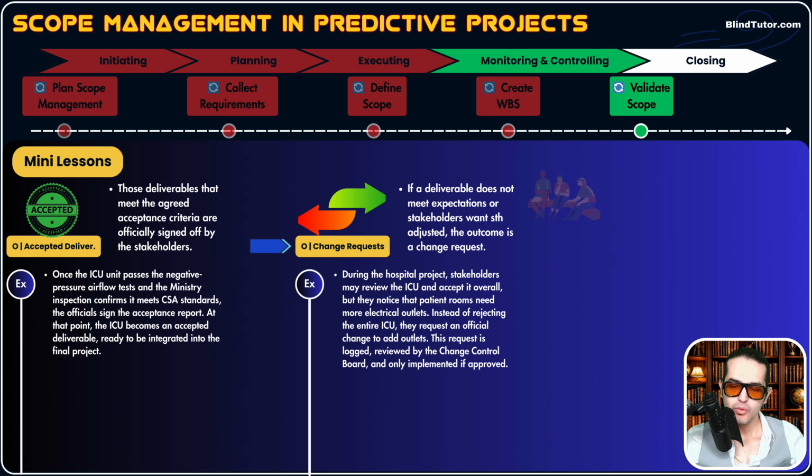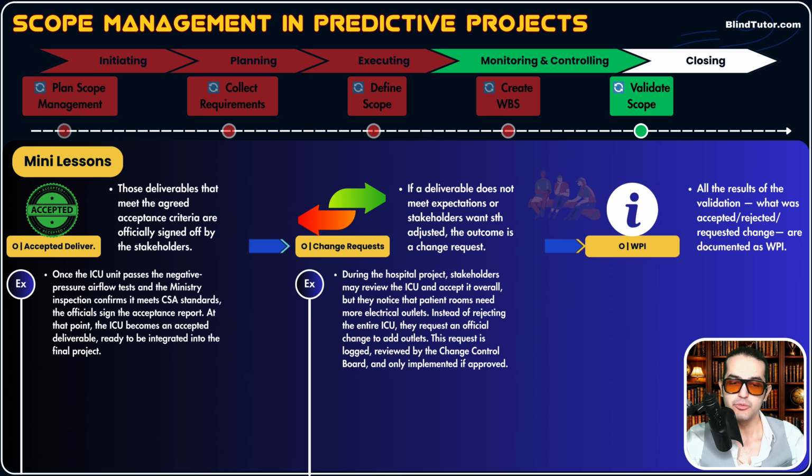And the last one is WPI, work performance information. We had WPD as one of the inputs. It was raw data we collect from the field, but WPI is output, work performance information. It's information about the work we performed. It's not just raw data anymore. All the results of the scope validation process, what was rejected, what was accepted, what were the requested changes, everything is documented in a form, in a table, in a document called work performance information.